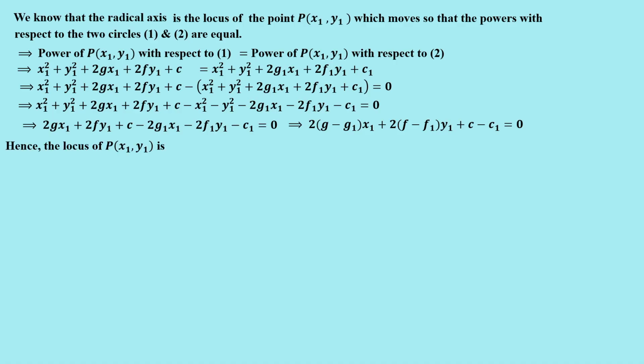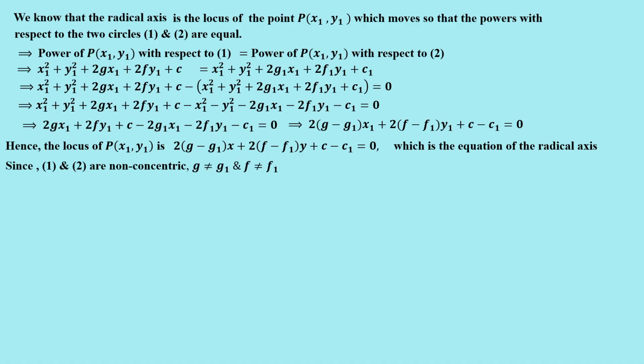Hence the locus of the point (x1, y1) is, replacing x1 by x and y1 by y, 2(g minus g1)x plus 2(f minus f1)y plus c minus c1 equal to 0, which is the required equation of the radical axis. Since 1 and 2 are non-concentric, g is not equal to g1 and f is not equal to f1. That is the main thing, right? Otherwise it will not exist. The equation of the radical axis can be written as 1 minus 2 equal to 0.